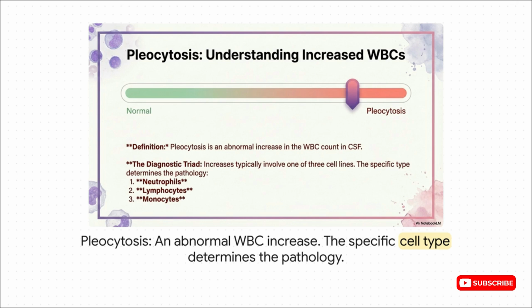But here's the crucial part. We have what's called the diagnostic triad. The increase is usually dominated by one of three main cell lines, either neutrophils, lymphocytes, or monocytes.